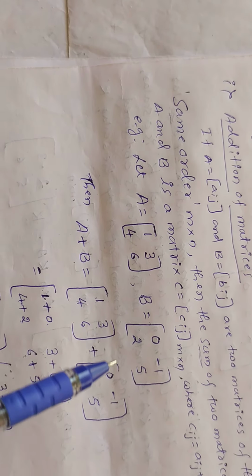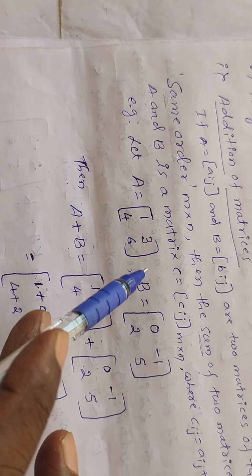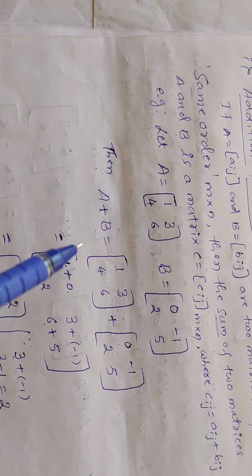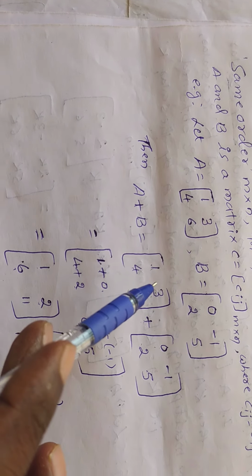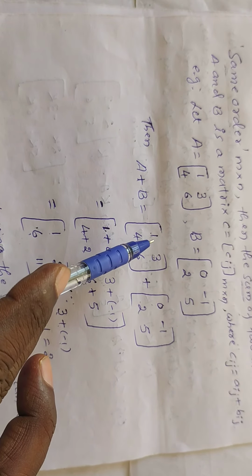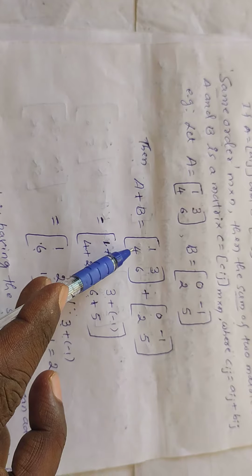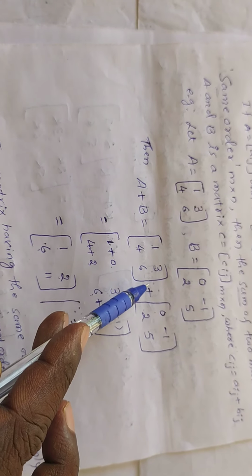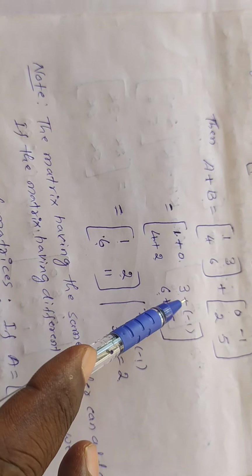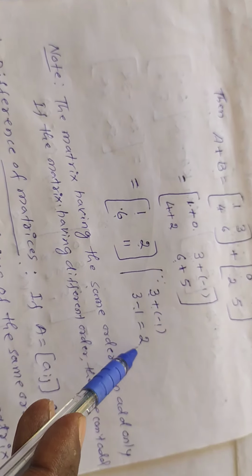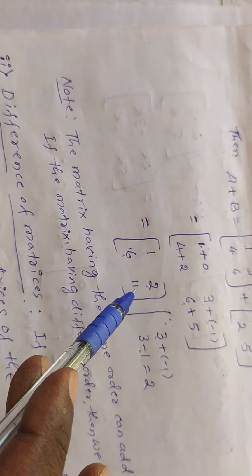Okay, so let A be equal to [1, 3; 4, 6], B be equal to [0, minus 1; 2, 5]. These are the two matrices. Then we add: A plus B is equal to [1, 3; 4, 6] plus [0, minus 1; 2, 5]. So add the corresponding elements here. 1 plus 0, 3 plus minus 1, 4 plus 2, 6 plus 5. So 1 plus 0 is 1. 3 plus minus 1, 3 minus 1, that is 2. 4 plus 2 is 6. 6 plus 5 is 11.